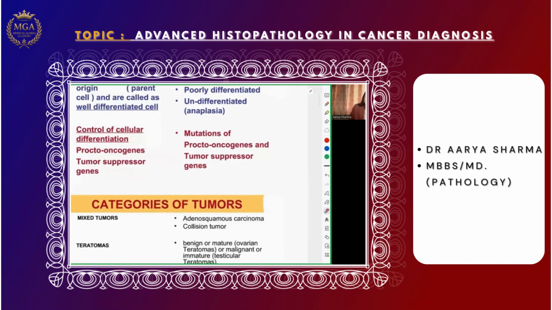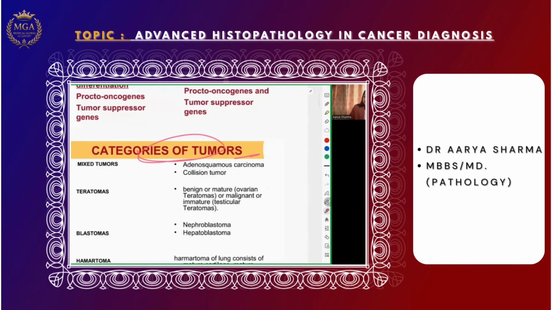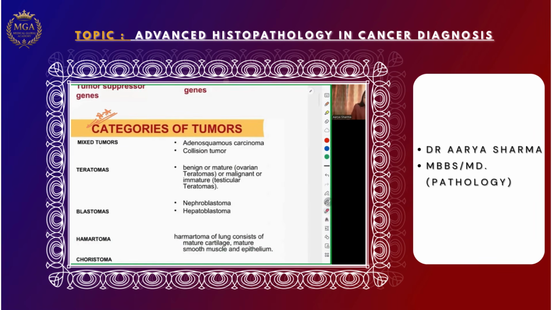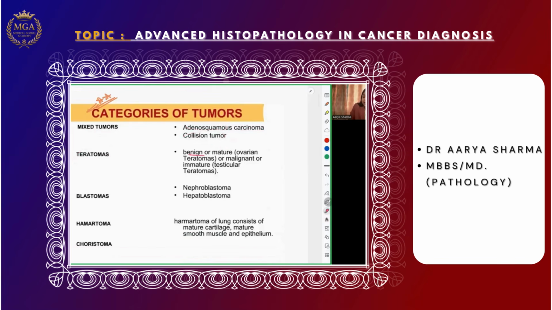Now, the next thing you need to know are the categories of tumor. This, guys, is a very, very important table. And being a pathologist, you should be very thorough with this table. Like you have the mixed tumors. In this, you have the adenosquamous carcinoma and collision tumors. Then you have the teratomas, like the benign or the mature. The benign one is in the ovary teratomas and the malignant one in the testicular teratomas. This one is the example.